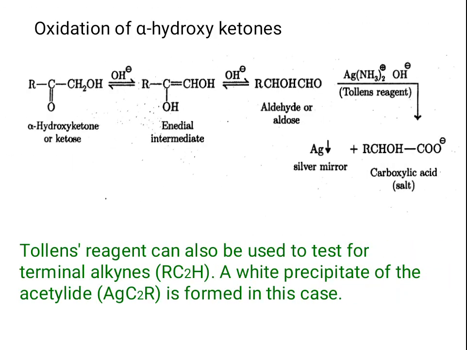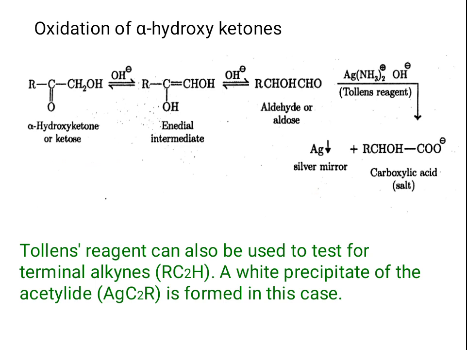And this is the oxidation process of alpha hydroxy ketones. You are taking alpha hydroxy ketone in the basic medium, so you are getting an enediol intermediate, and this is converting into an aldehyde or an aldose, and then this silver amine complex is coming to this aldehyde, and this carboxylic acid salt is being prepared, and you are getting a silver mirror by which you can confirm the presence of this aldehyde or alpha hydroxyketose group.